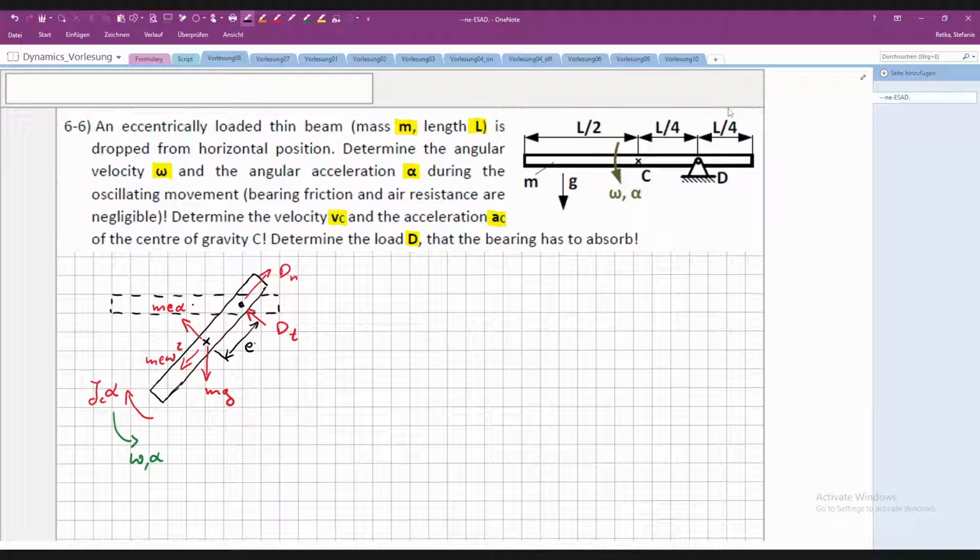Translation plus rotation, because that's what our approach says. We describe a general motion as translation as one point plus rotation about this point, the center of gravity in this case.